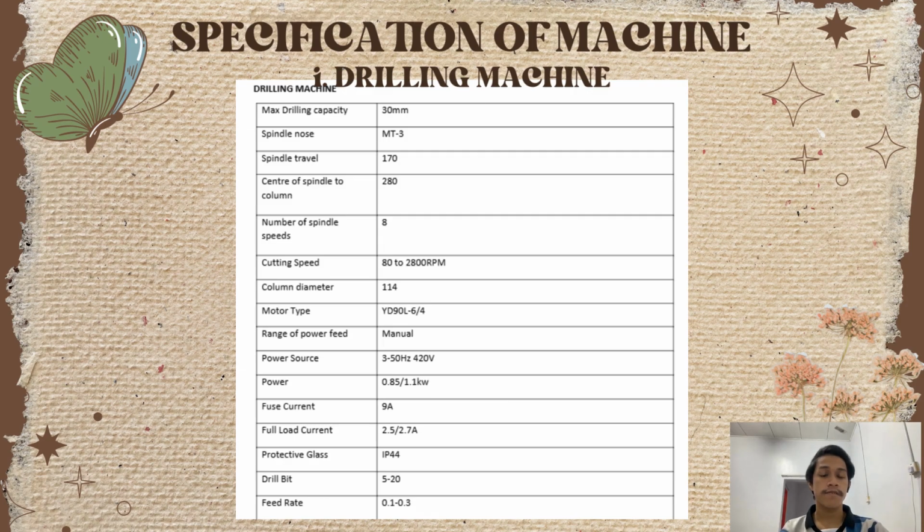For the specification of the vertical drilling machine Z5030, the max drilling capacity is 30 mm. For the cutting speed, it is between 80 to 2800 RPM. For the feed rate, 0.1 to 0.3. For the drill bit, between 5 to 20 mm.